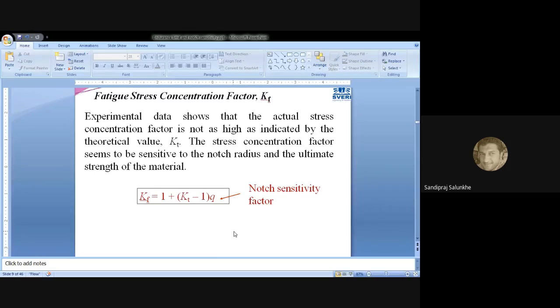Omkar Pawar. Yes, sir. So, what is your answer, Omkar? Stress concentration factor should be used only when we are going to consider the fluctuating stress, whether it is true or false.